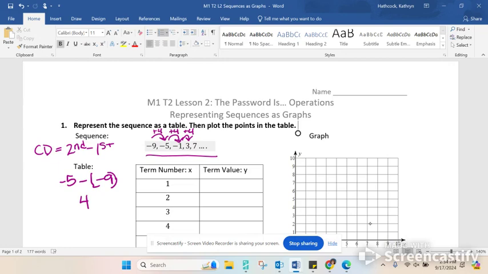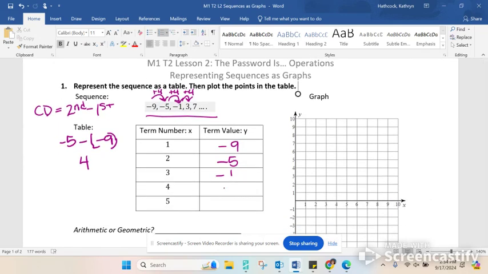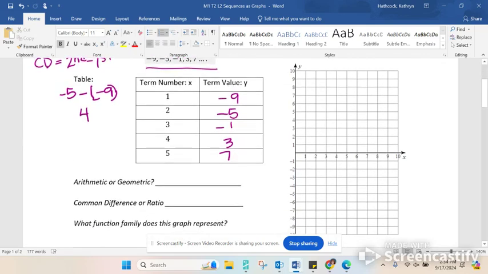I'm going to put these numbers into my table. So this is -9, -5, -1, 3, and 7. And I'm going to graph those points off to the side. So 1 is at -9, 2 is at -5, 3, -1, 4, 3, and 5, 7. So I'm going to connect all these points.